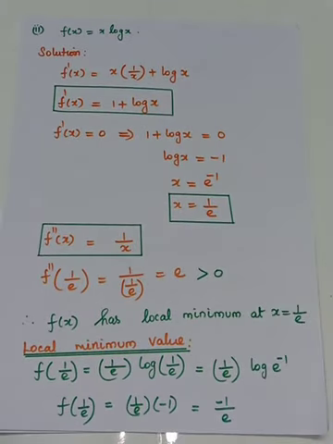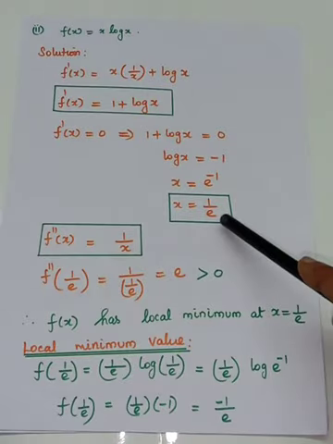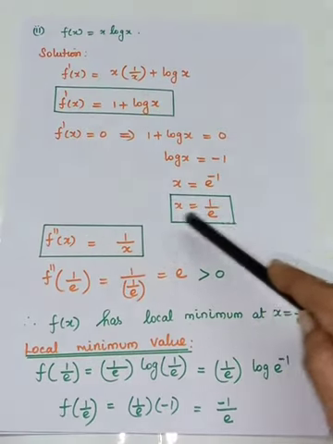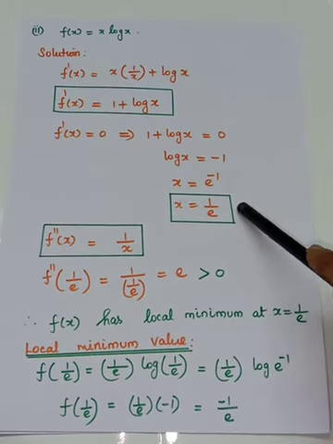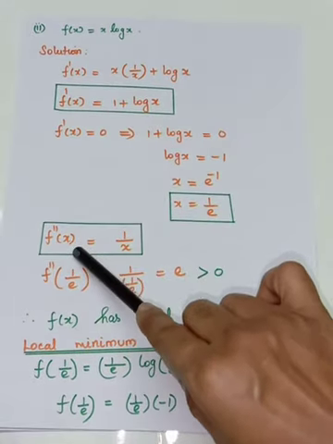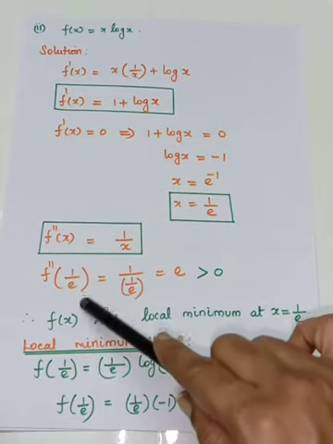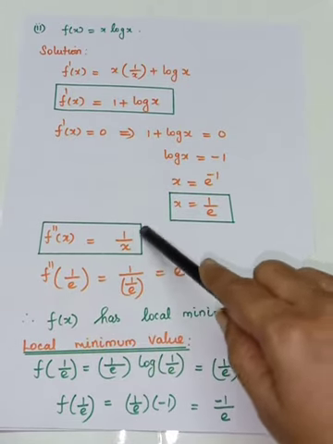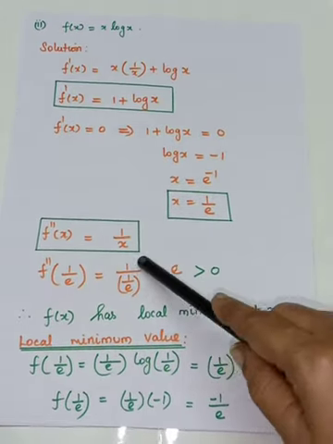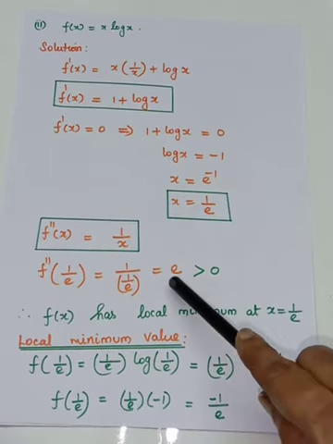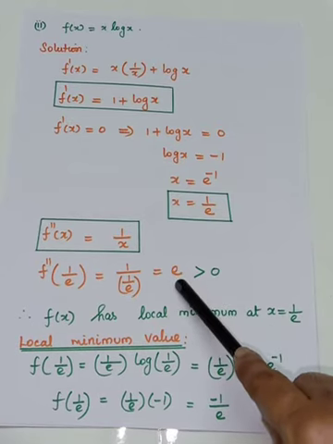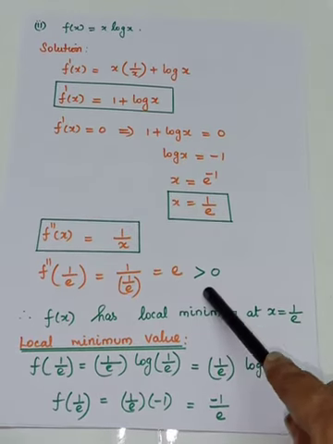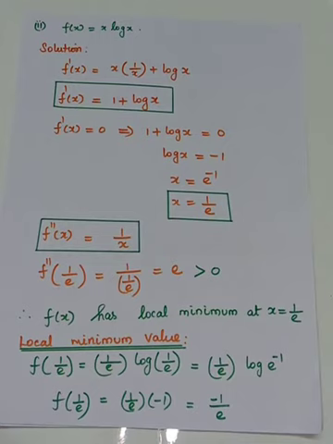What's the next step? You have to substitute the points in the second derivative. What's the point we got? X is equal to 1 by e. That has to be substituted in f double dash of x. So f double dash of 1 by e is equal to 1 by x, which can be written as 1 by 1 by e, that is equal to e. This value lies between 2 and 3, so therefore it is greater than 0. It will not be negative. The second derivative is greater than 0, which means it has a minimum.